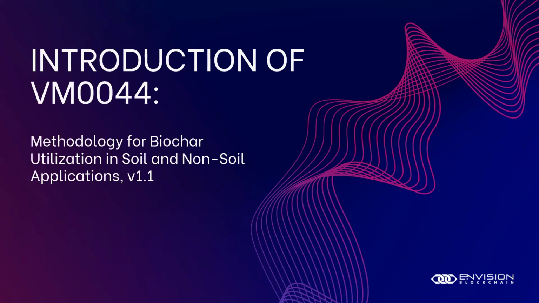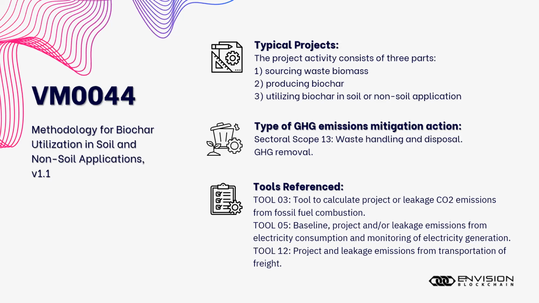We're going to move into an introduction of VM44, which again is a methodology for biochar utilization in soil and non-soil applications. So typical projects for VM44 would include project activities that consist of three parts. One is going to be the sourcing of waste biomass, two is producing biochar, and three is utilizing biochar in soil or non-soil applications, which I'll talk about in the next slide.